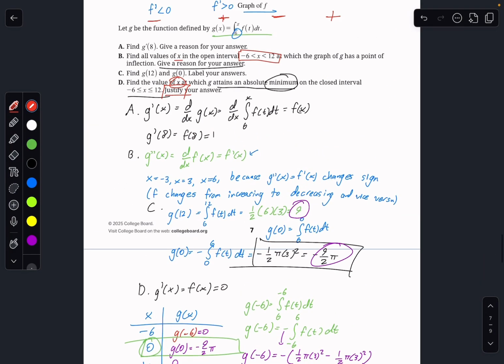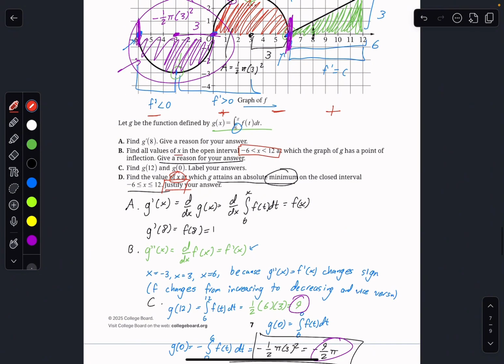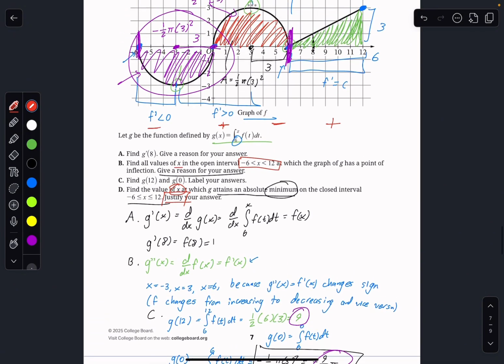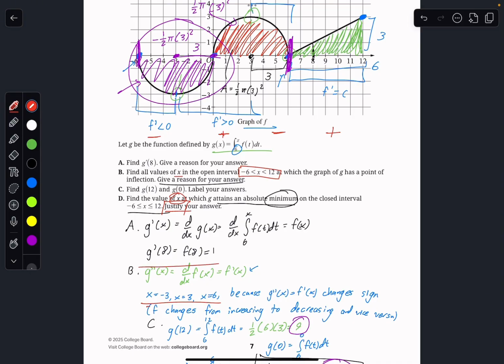You got your absolute minimum, you got g of 0, g of 12, you got the points of inflection, get your x values in there, and simply get everything right.